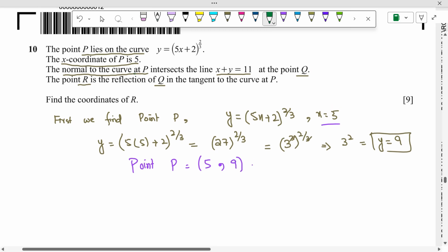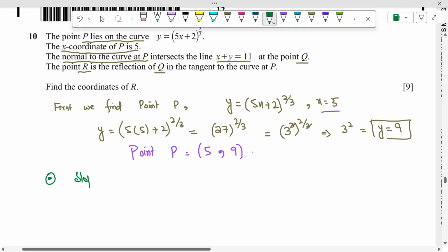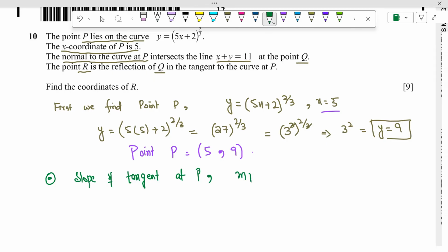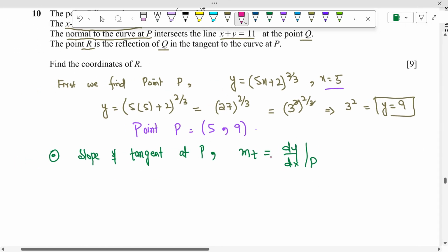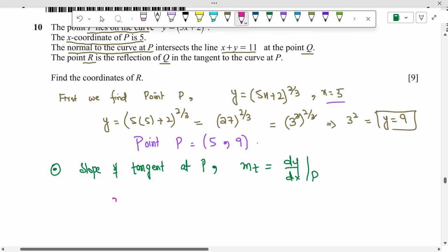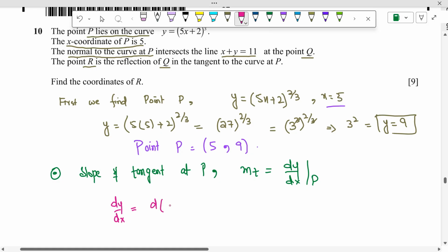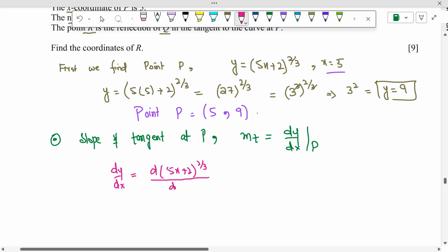We need to find the normal to the curve at point P. So we need to find the slope of the tangent at P. The slope of the tangent at P, which is equal to mt, is equal to the derivative of the curve at point P. So we need to find the derivative of the curve. So dy over dx is equal to the derivative of (5x plus 2) to the power 2 by 3 with respect to x.